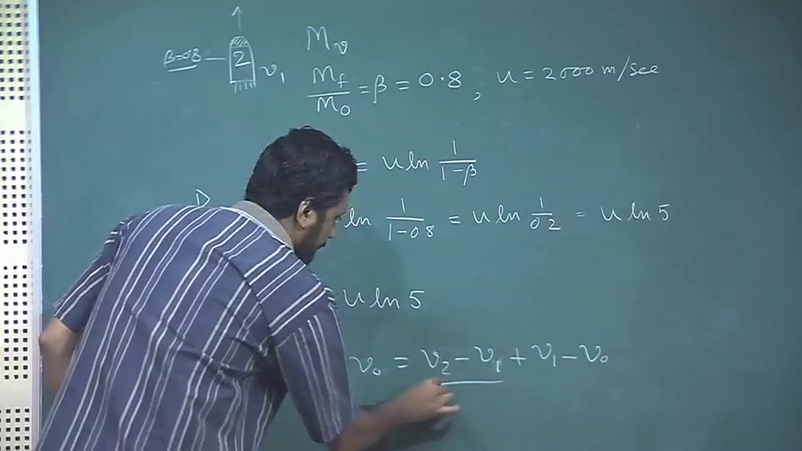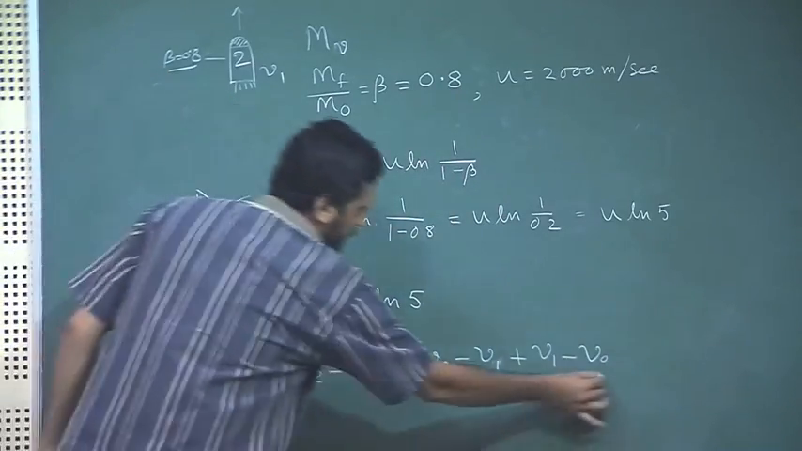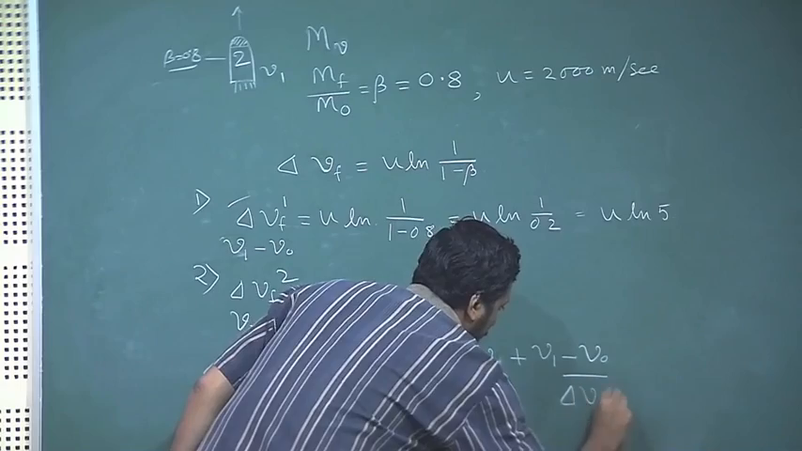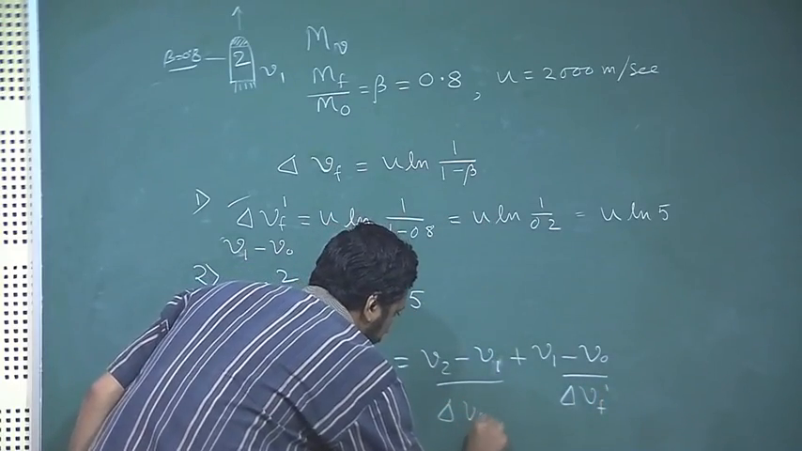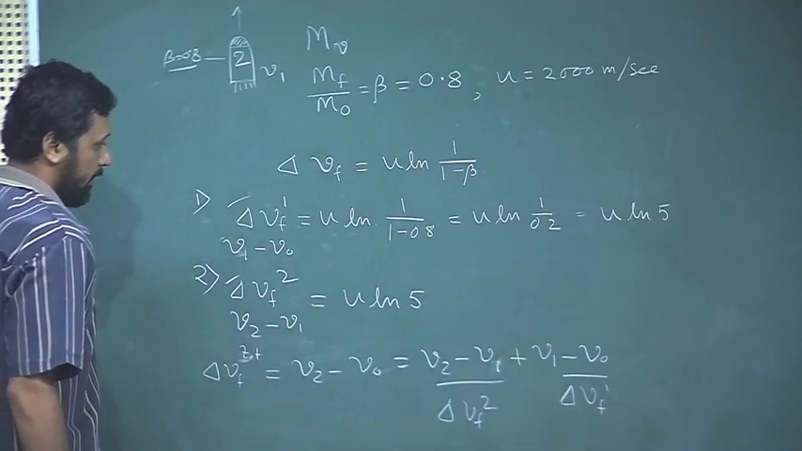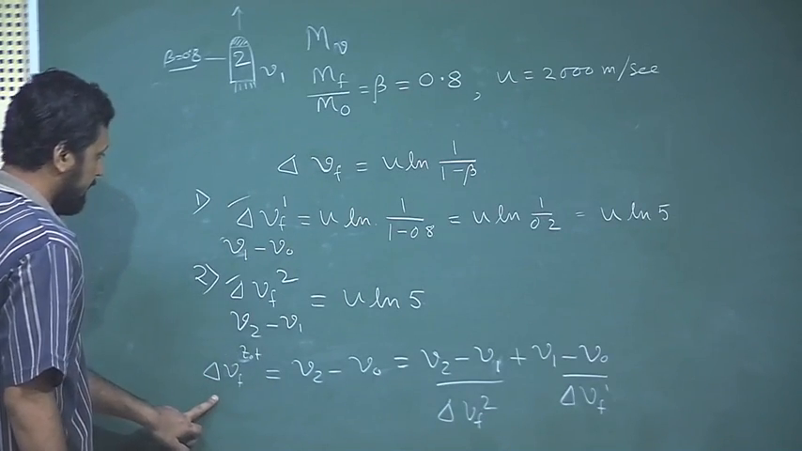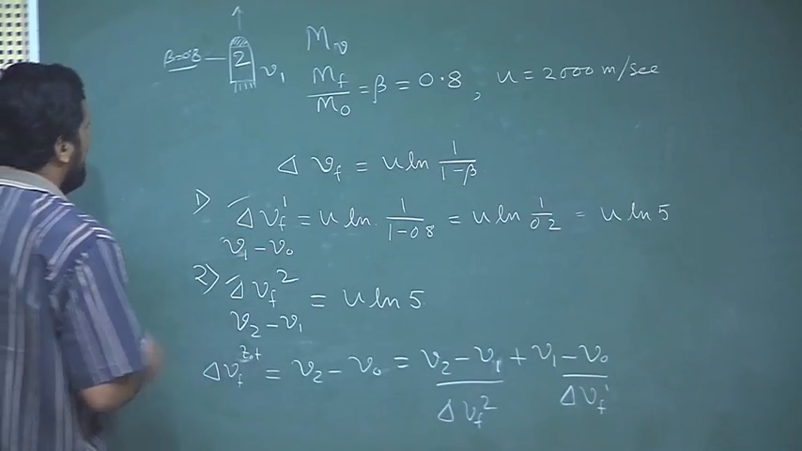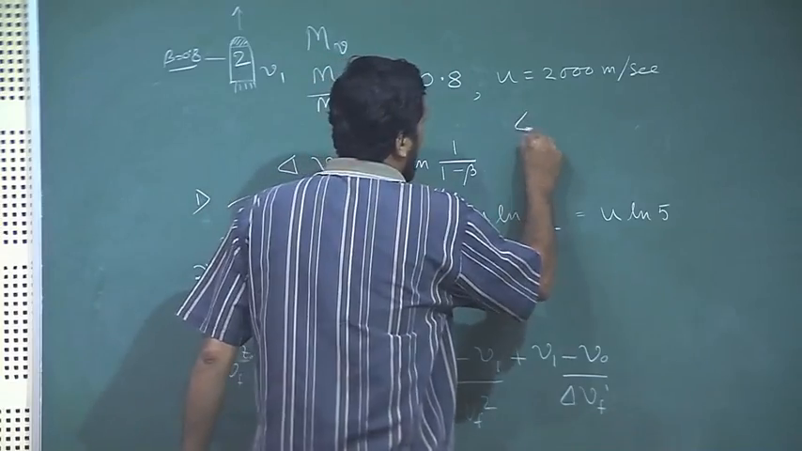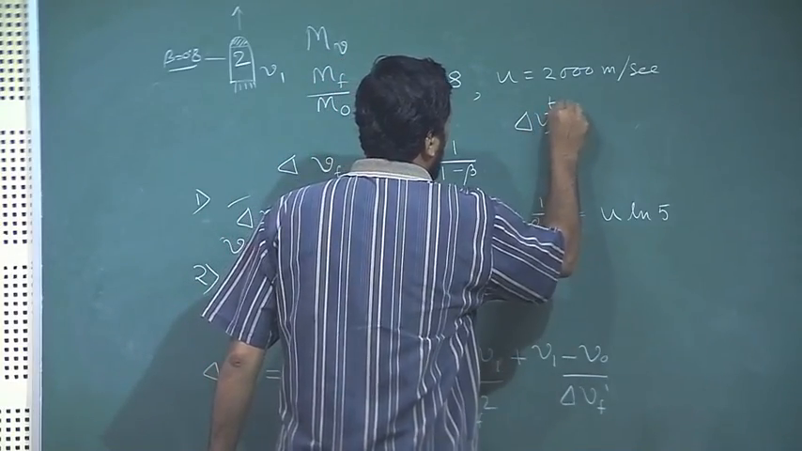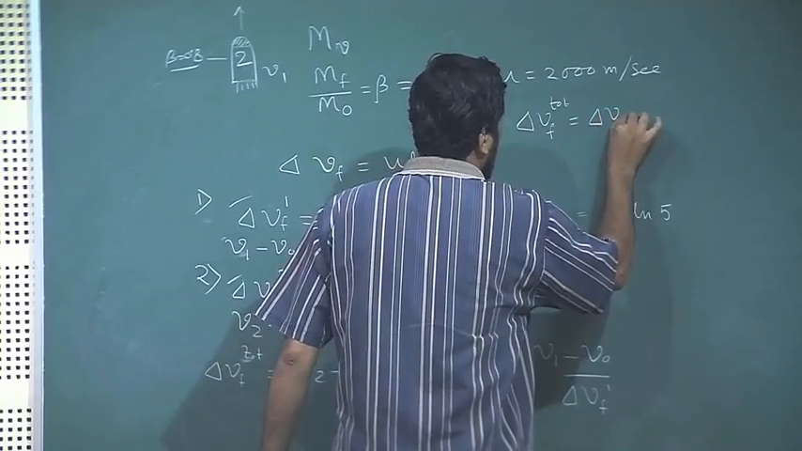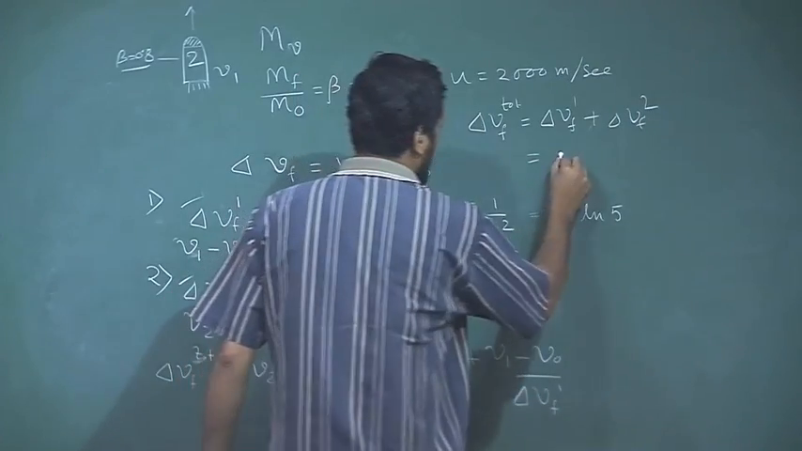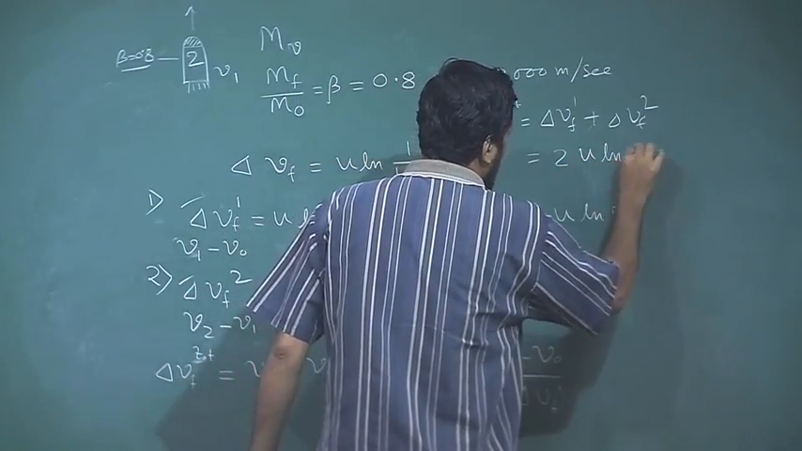Now this is your delta Vf1 and this is your delta Vf2. Essentially the total velocity change is a summation of delta Vf1 and delta Vf2, and if we do that, we see that delta Vf total is equal to delta Vf1 plus delta Vf2, which is equal to 2 times u ln 5.